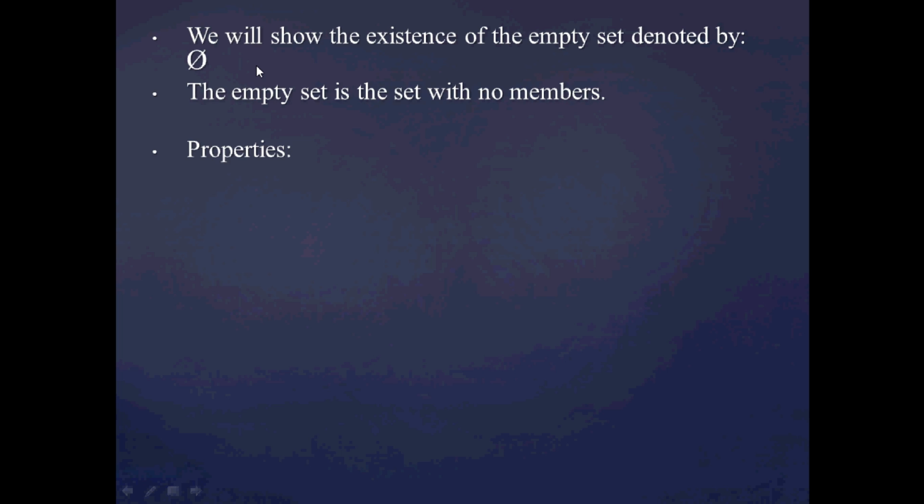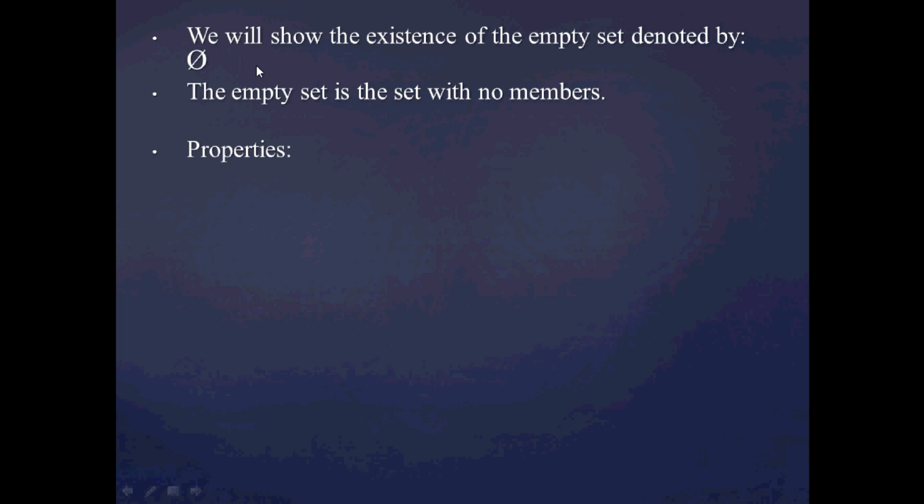One set that we'll be talking about quite a bit is the empty set. At some point in this video series, we're going to show the existence of an empty set, which we're going to denote by that symbol, an O with a slash mark through it. This empty set is quite a special set, and its main property is that it is by definition the set with no members in it. So there are no objects within the empty set.